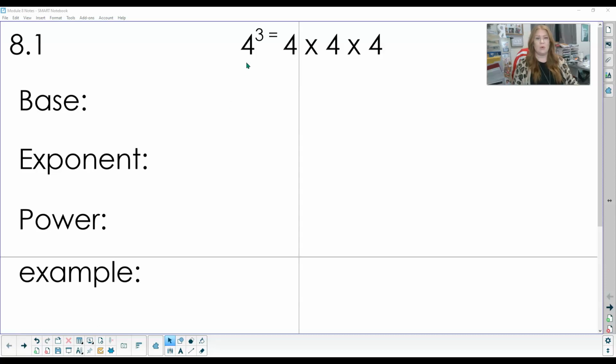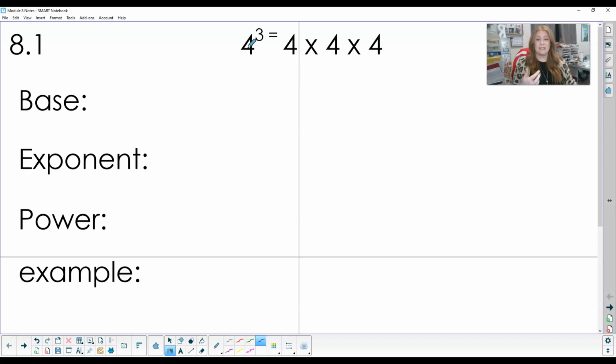For our 8.1 notes, we are going to be talking about exponents. This is a word you have heard before, but we haven't really used them until now. You've heard it in our order of operations, so we're going to start using those. This is an example of an exponent, this little 3 up above the number.